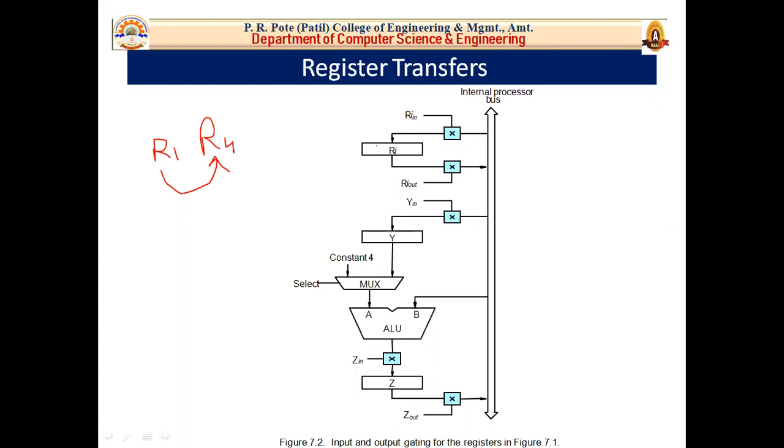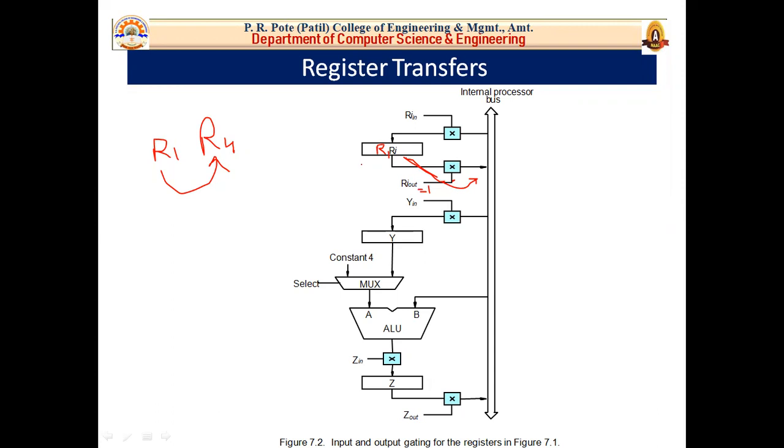Now let's consider this is your R1 register. Now we have to transfer data of R1 to R4. That means first we have to transfer the data of R1 to the processor bus, and for that we have to set this R1 out to 1. Now when this control signal is set to 1, this switch will be on, and now we can transfer the data from R1 to this processor bus. So this places the contents of R1 on the processor bus.